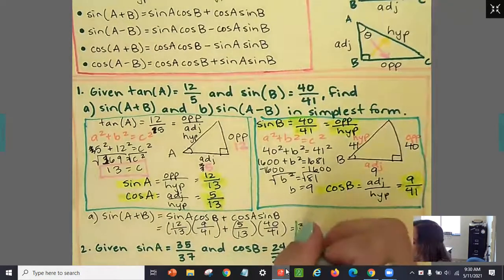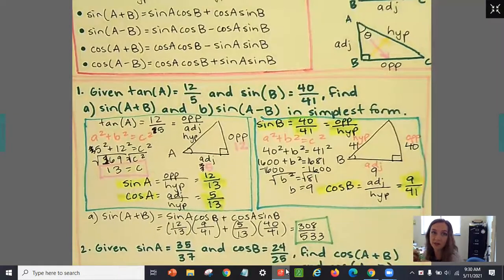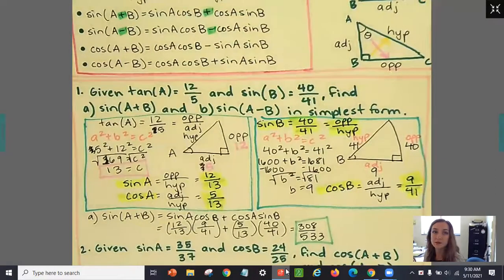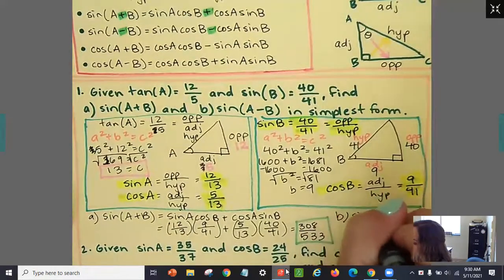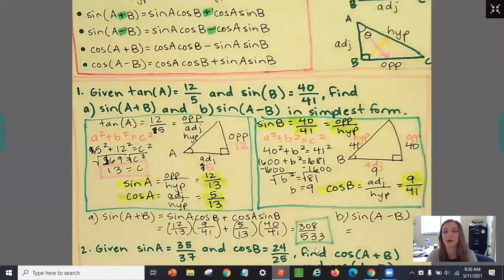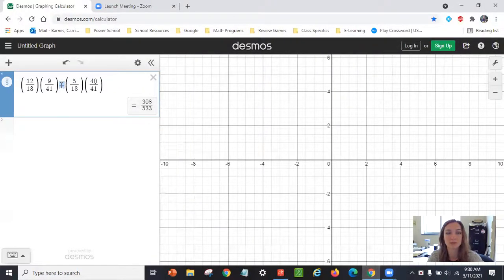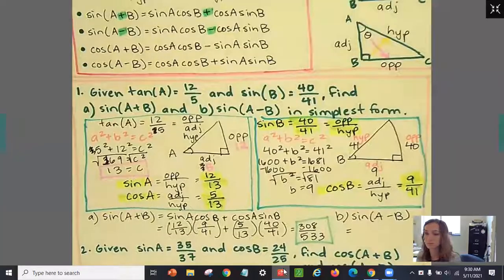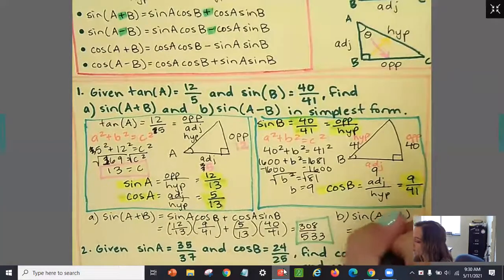The second one is pretty simple, because the only difference between the sine of A plus B and the sine of A minus B is that this is a plus here and this is a minus here. So if I want to find the sine of A minus B, I can go back to my program and change the plus to a minus, and that will give us our answer. So this is our sine of A minus B: negative 92 over 533.